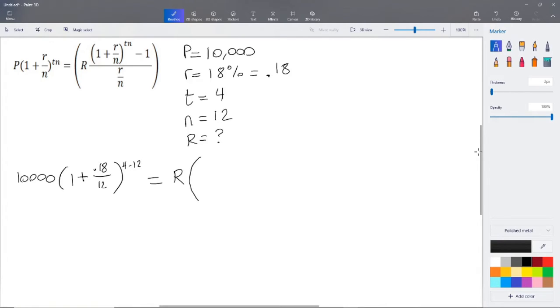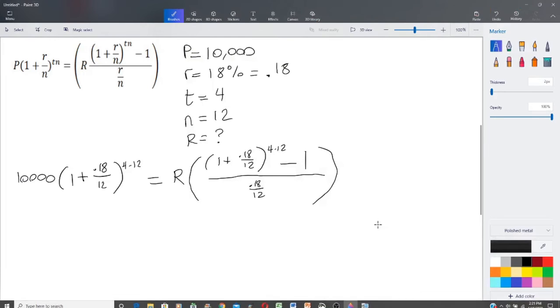We have a big parenthesis here. We've got a little parenthesis, and we have 1 plus 0.18 divided by 12 to the 4 times 12 minus 1, all divided by 0.18 divided by 12. It's probably more time in the setup than it will be in the calculation. All right, so next, let's go ahead and calculate what we have in the parenthesis next to R.